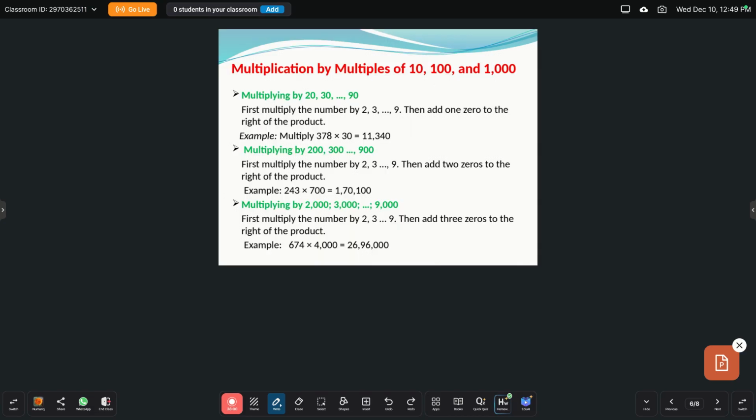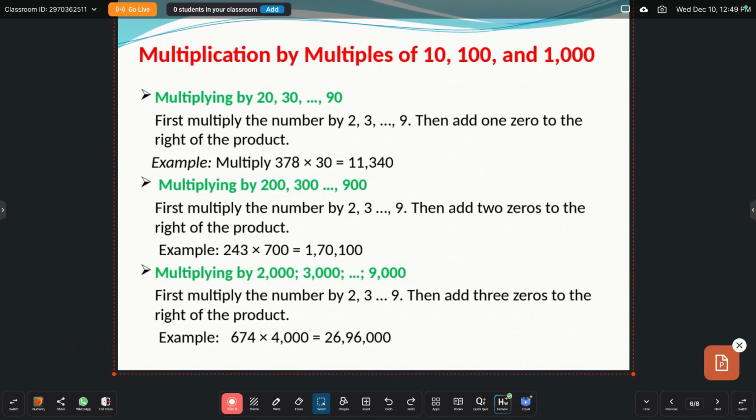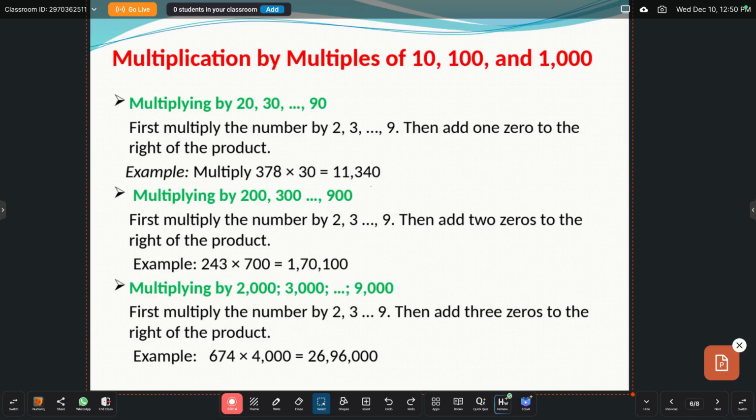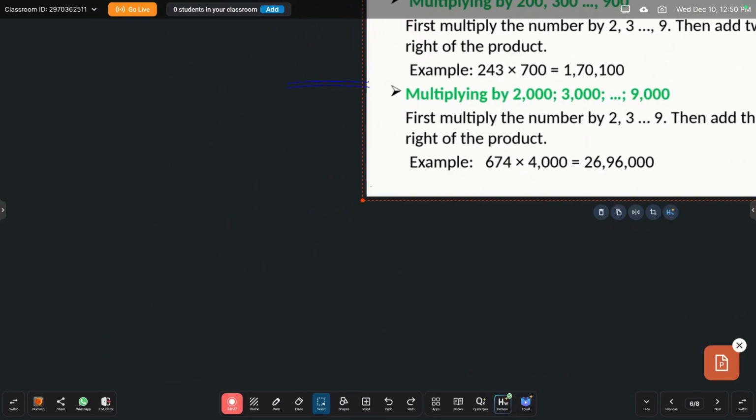Now I will show you how to do the multiplication by multiples of 10, 100 and 1000. Okay, first of all, let me tell you what is the meaning of this multiple. What is the meaning of this multiple? For this, let me take an example, beta.